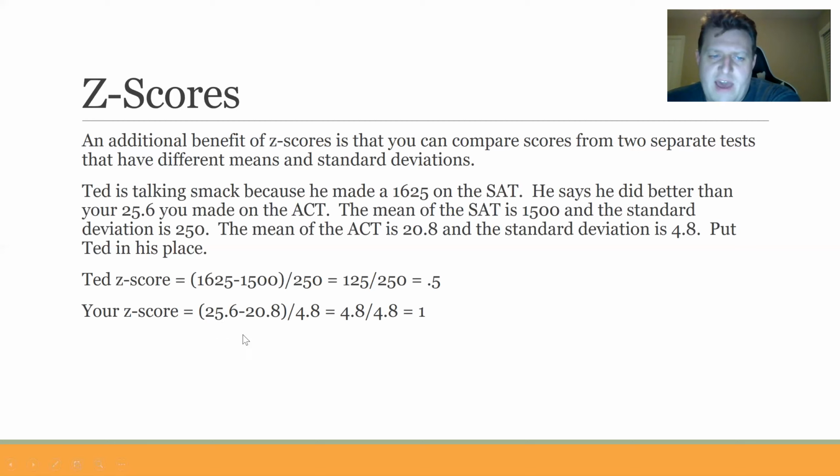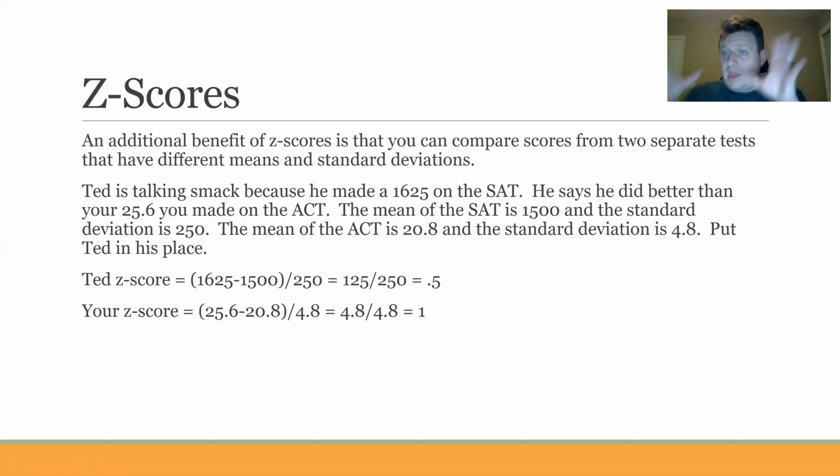Well, let's see how you did. You scored a 25.6. The average on the test is a 20.8. So this gives us 4.8, and the standard deviation of the test is a 4.8. So that means you have a z-score of 1. You did better on the ACT than Ted did on the SAT.